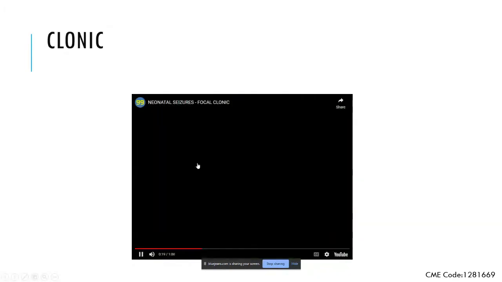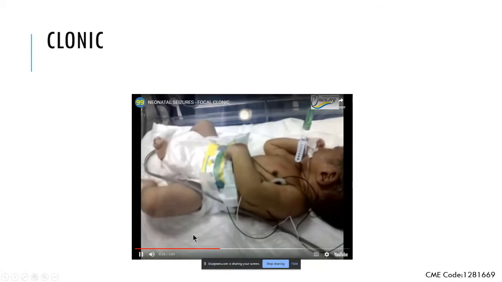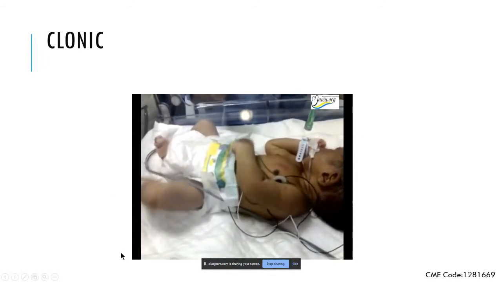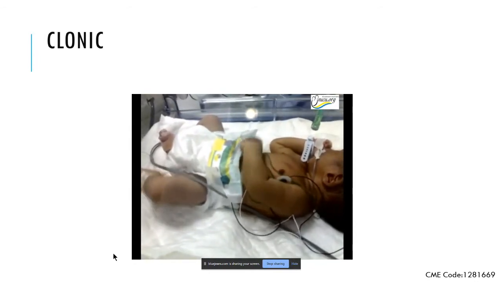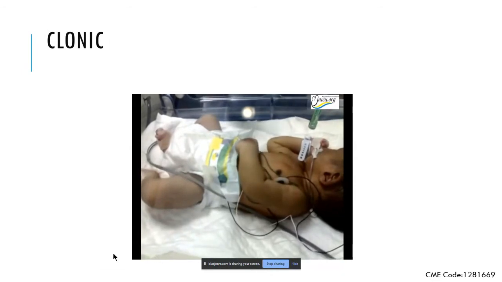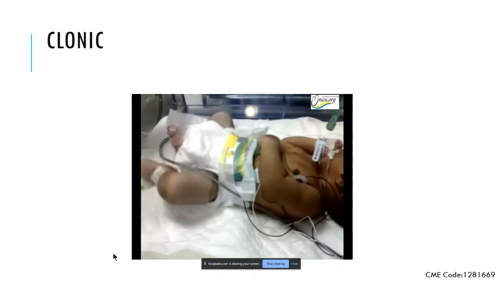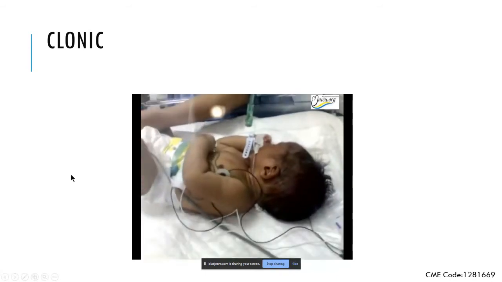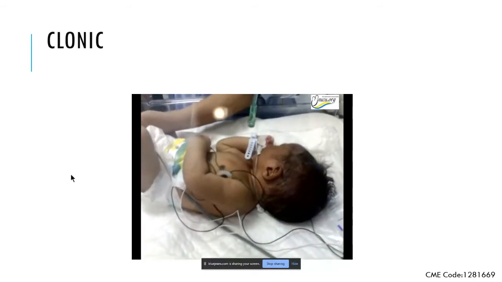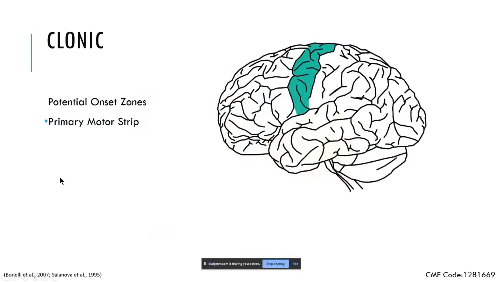Let's have a look at some clonic seizures. So per the study by Vendreme and his associates in 2011, among the patient population afflicted by clonic seizures, about 2/3 are focal in onset. Clonic seizures defined as rhythmic stereotyped muscle contractions, as we see here in this infant. When focal, the symptomogenic zone is usually contralateral primary motor strip.